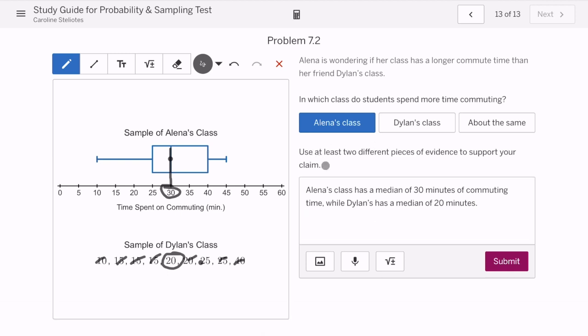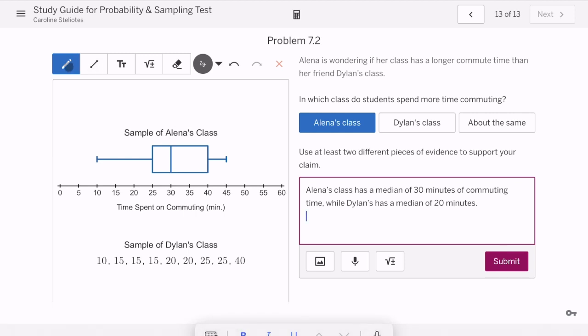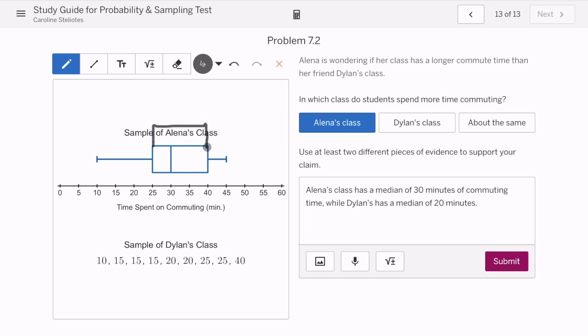Okay, it also says use at least 2 different pieces of evidence to support your claim. Depending on the definition, I think they might also want us to comment on the interquartile range. And since we've learned how to do that, let's just take a step to review that. So here, Q1 is 25 and Q3 is 40, so we have an IQR of 15. So the middle 50% of the data is falling within 15 minutes of our 30-minute median.